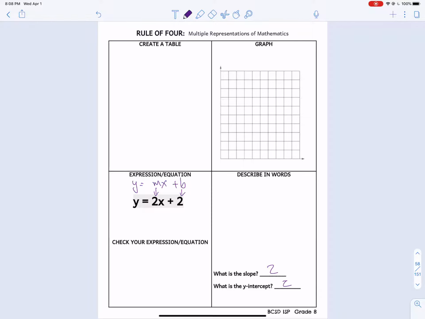Okay, create a table. This time it's just x and y. We don't have c and p. So x and y. Again, just choose what you want. It doesn't have to be this. It can be any numbers, 0, 1, 2, 3.